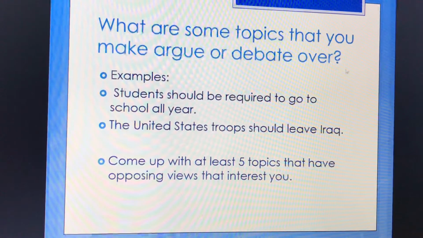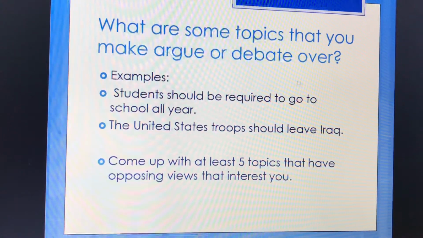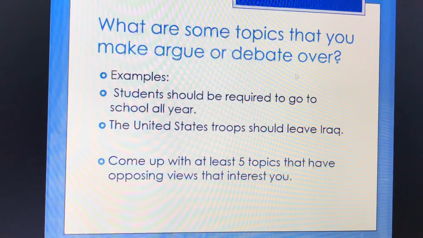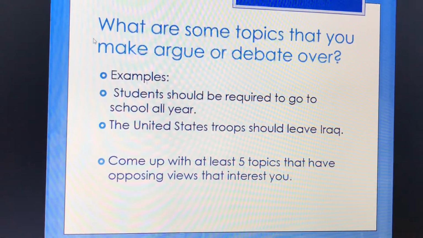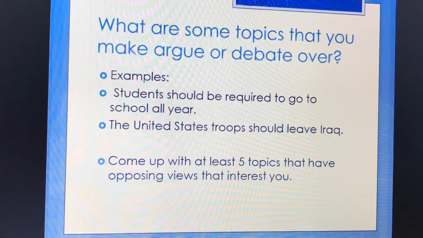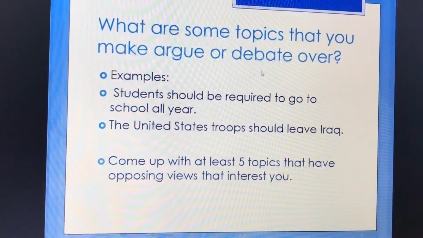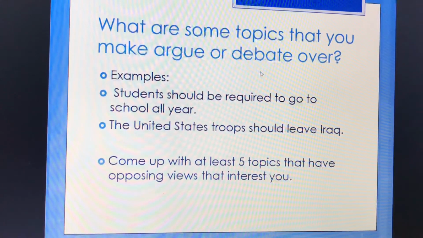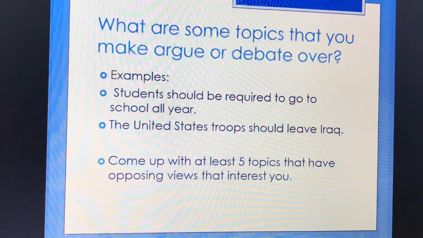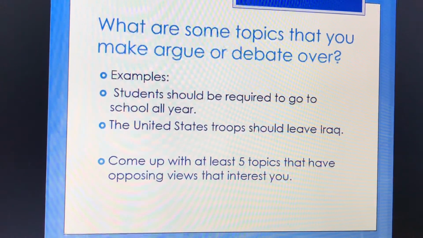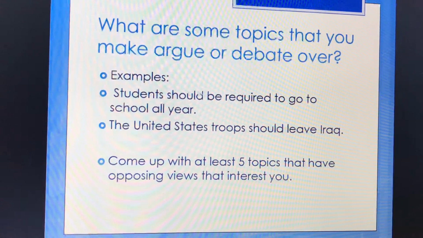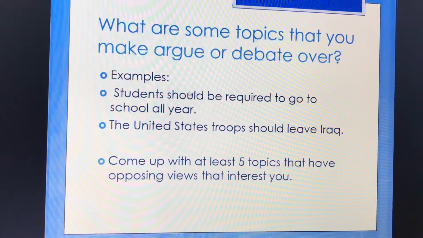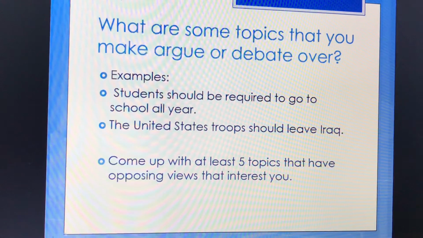What are some topics that you may argue or debate over? Once we say opinion, that means we are going to discuss a certain argument. This argument is our debate. It's two opinions, for or against. You are with or against. That's why we call it argument or debate. We have many examples of such arguments or opinions.